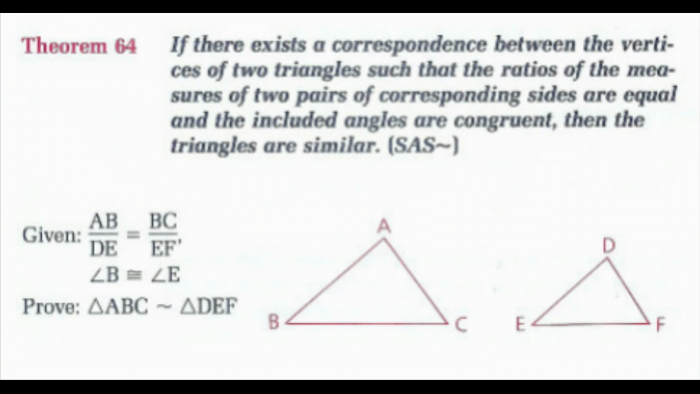So if I have that side AB over side DE is equal to side BC over side EF, and the included angles, which would be angle B and angle E. So my sides are in proportion to one another. Those ratios are equal. And then I have the included angle congruent to the corresponding angle. Then I would have the triangles similar by side, angle, side similarity.